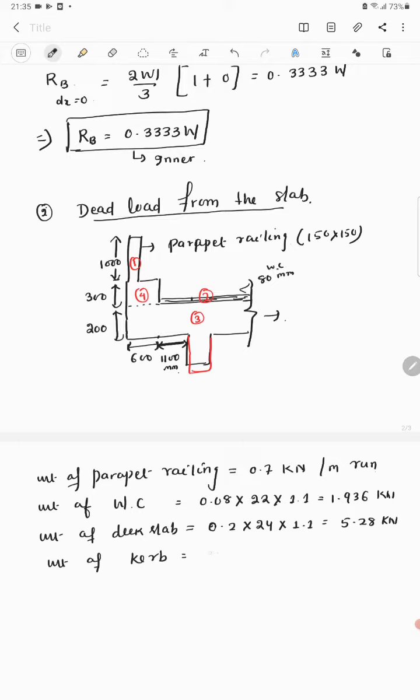Okay, next, fourth one, weight of the curb. So we can take this total. Because in the deck slab we have considered this much only, 1.1, this thing we have to consider here. So 0.3 plus 0.2 will be the height or the thickness into unit weight 24 into length is 0.6, so this is coming 7.2 kilonewton. So what will be the total if you add all this? It will be around 15.116 kilonewton per meter run.